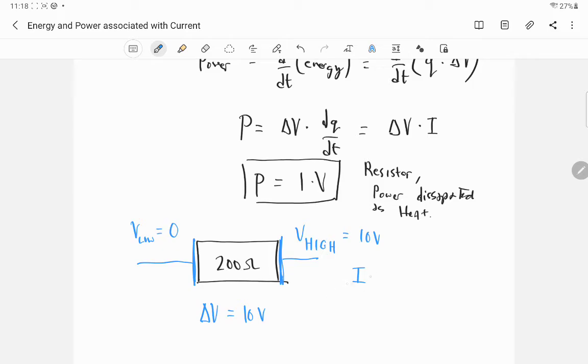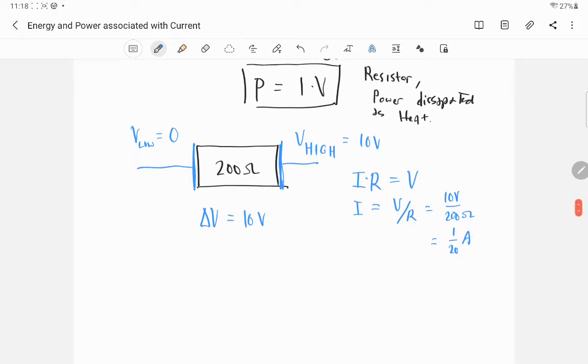So the current, I go I times R is V. This is Ohm's law. So I can solve for the current. It's V over R. The voltage is 10. The resistance is 200, right? So 10 over 200 is 1 over 20. And I used SI units, volts and ohms, so I get the SI unit amp, 1 over 20 amps.